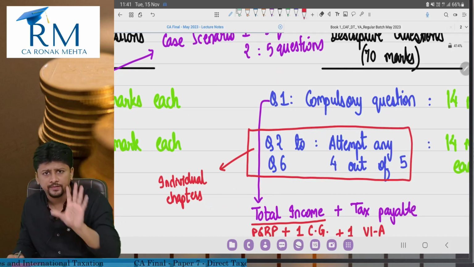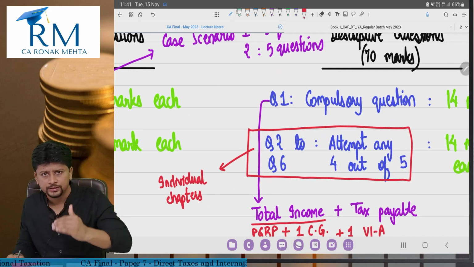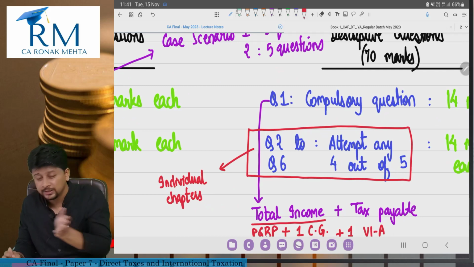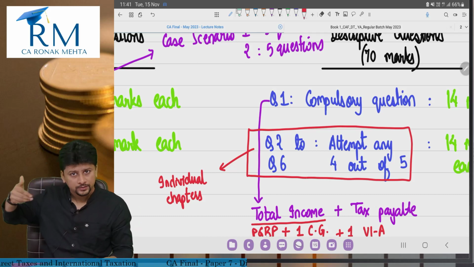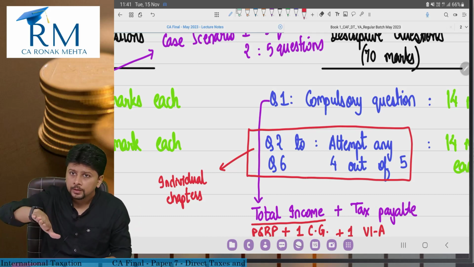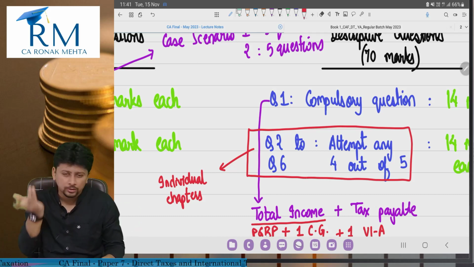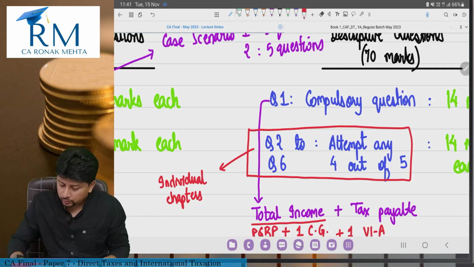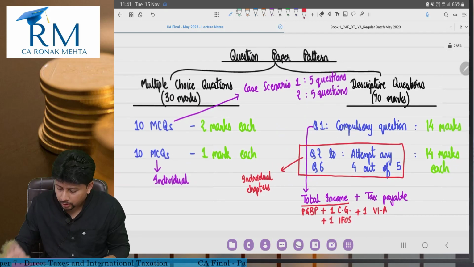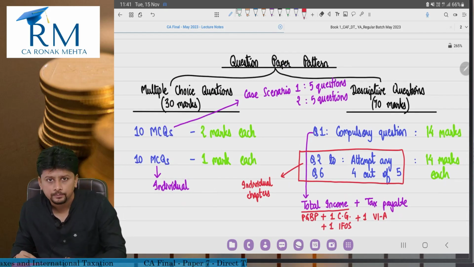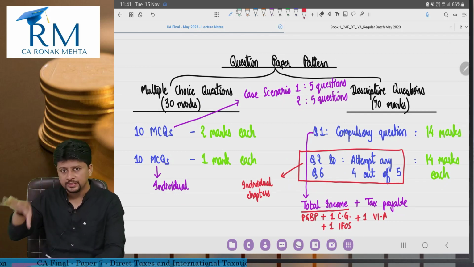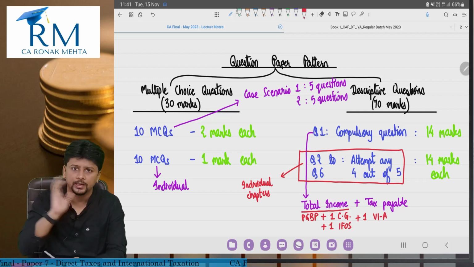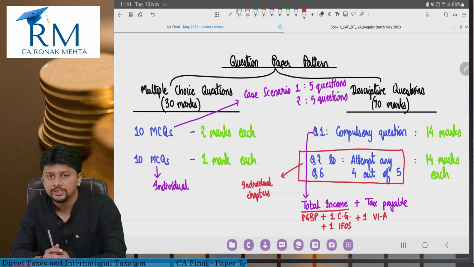Each question carries a weightage of 14 marks. You will have sub questions 2A, 2B, at times 2C also. So at times it is 6 marks, 4 marks, 4 marks, or at times it is 8 marks, 3 marks, 3 marks. It depends on the question basically. So broadly speaking this is your question paper. Question 1 compulsory, total income. Question 2 to question 6 individual chapters, that is 70 marks, and 30 marks of your MCQs.